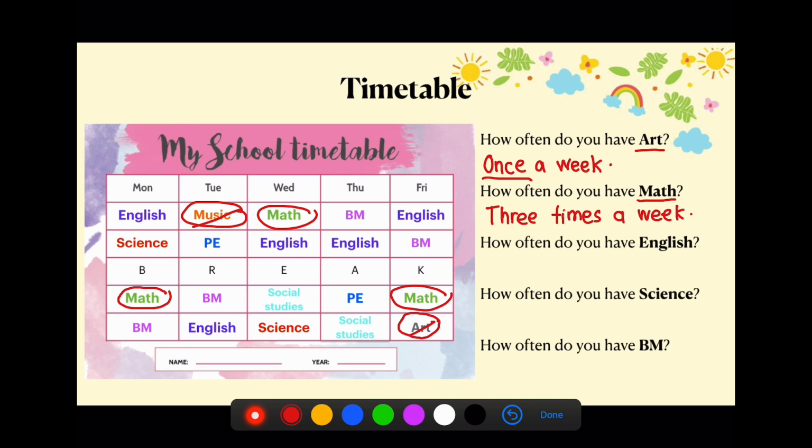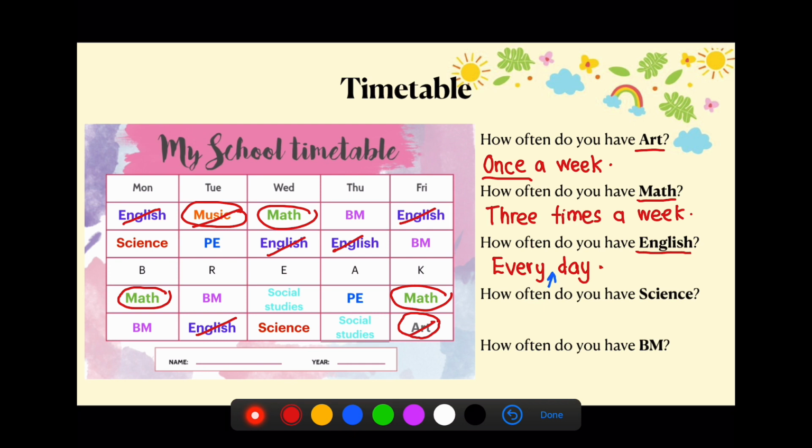Okay, how about the next question? How often do you have English? English. Let's find English. On Monday, we have English. On Tuesday, Wednesday, Thursday, and Friday. So we have it every day. So the answer is yes, every day. Just write every day. Okay, remember what the teacher said earlier, there is a space between the words every and day. It is not joined. Okay, there is a space.